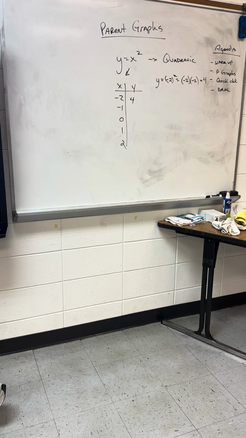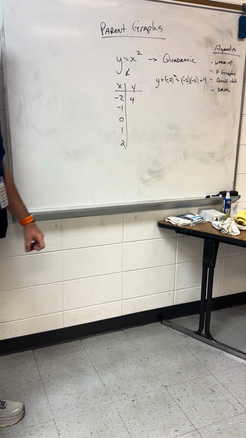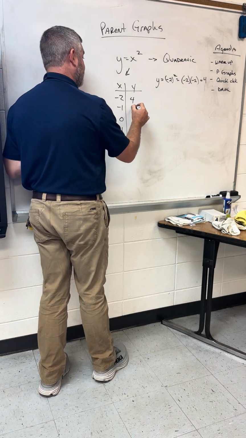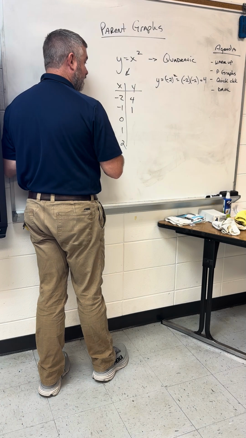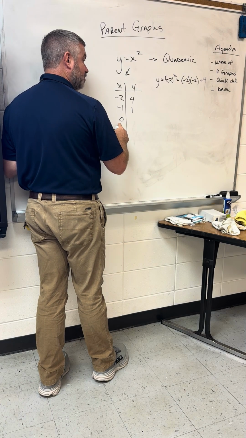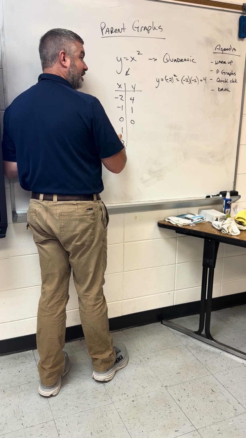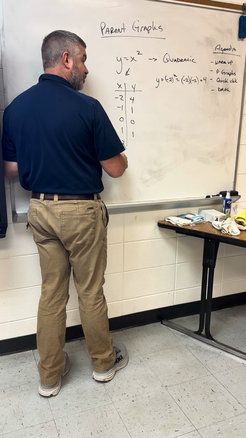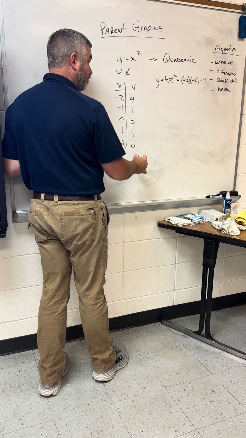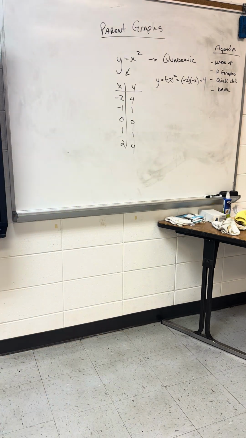How about -1? What happens when I take -1 and I square it? I get +1. How about when I plug in 0? I get 0. When I plug in 1, what do I get? 1. When I plug in 2, what do I get? I get 4. And so on and so on. If I plug in 5, Mason, how many would I get? 25. Okay? Here's the graph.